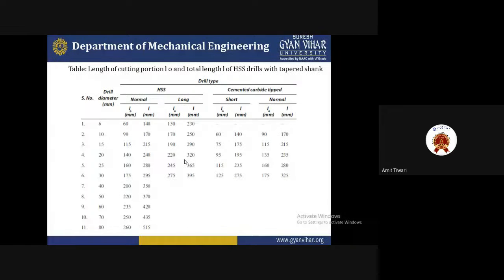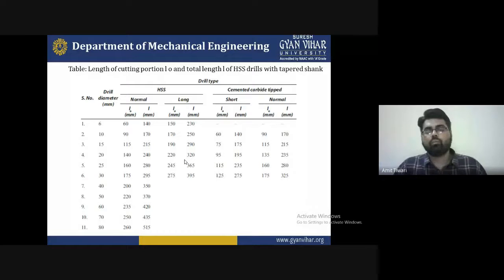That is the range of shorter in the case of the cemented carbide tip, and for the normal in case of cemented carbide tip, that is 90 to 170, 115 to 215, 185 to 285, 160 to 280, and 175 to 230. These are some standardization we have to follow. The criteria that we have selected for the drill length of the cutting portion, that is L0 to L for high speed steel. So these are some criteria which are used for making the drill with the taper shank and for the cylindrical shank.